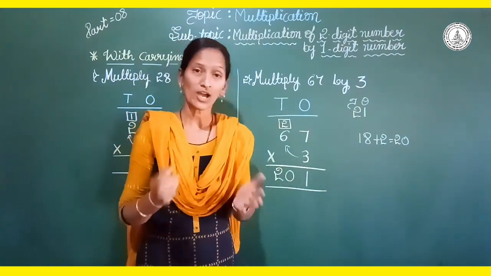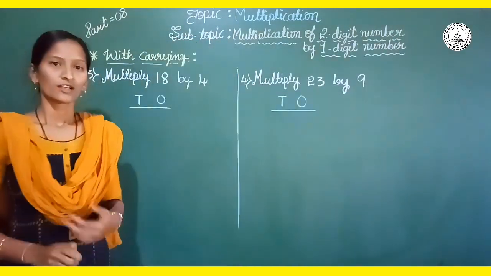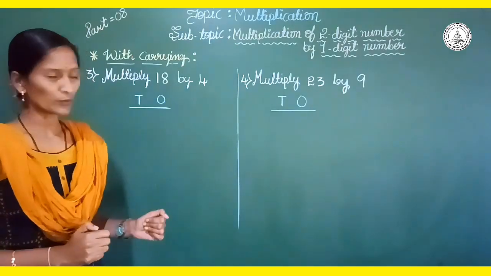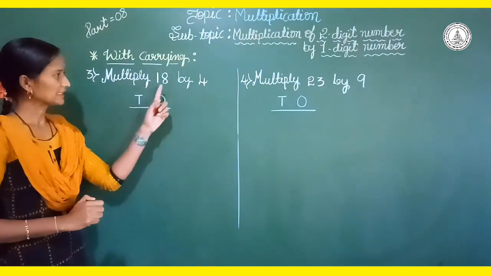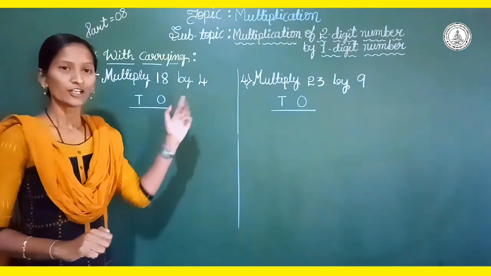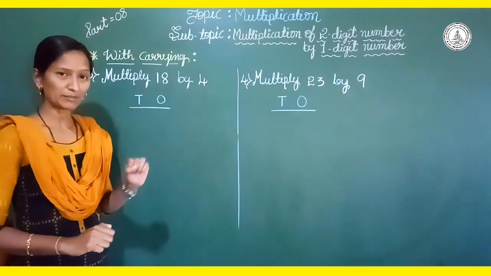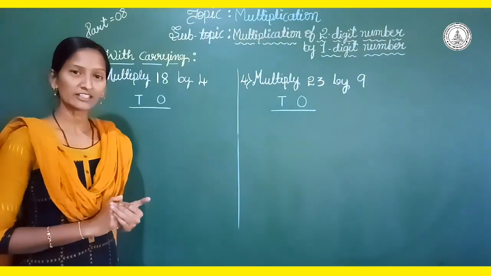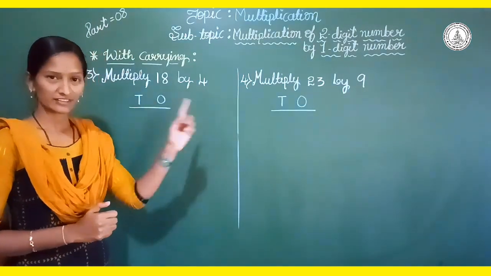So now I will show another example to you. So students, now come to the third problem. Multiply 18 by 4, right? So here 18 is the multiplicand. So which is the multiplier here? 4 is the multiplier, right?